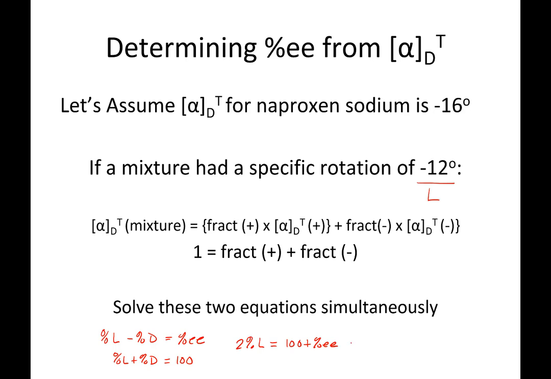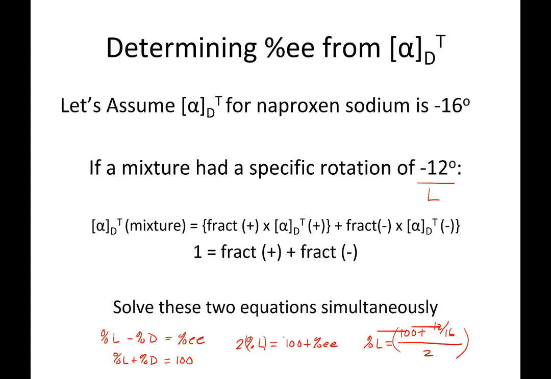So in this case, the percentage of the L enantiomer equals 100 plus 12 over 16, all over 2. That's how I would solve that equation. Where are you getting 2% L from? Because when I added these two equations up, minus D and plus D cancel, and percentage L plus percentage L makes 2 times the percentage of L. So if I solve this equation, it's going to be somewhere in the neighborhood of, I think it's like 87.5 and 12.5. Now I only remember that from this morning when I did it.